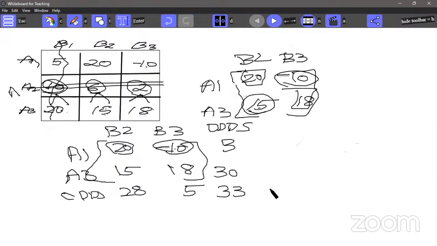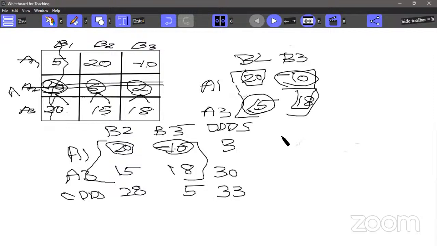Are you getting it? Yes, it will be the same. This we can do only for a 2 by 2 matrix. If it is a 2 by 3 matrix, we have to search for some other method. Did you understand? If it is reduced to a 2 by 2 matrix only, we can do this method. Otherwise, we have to use the graphical method or something else.